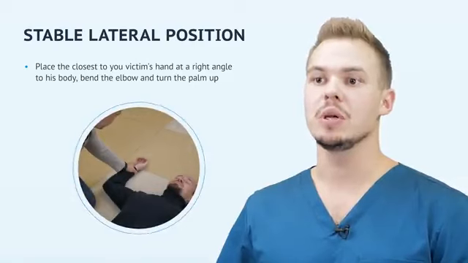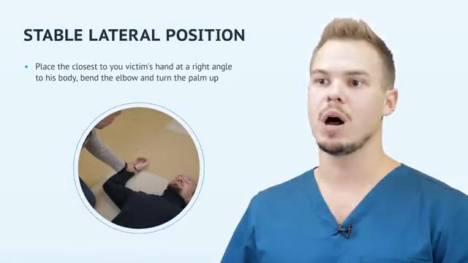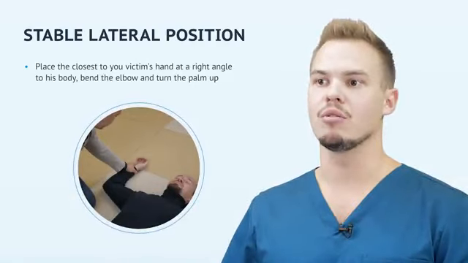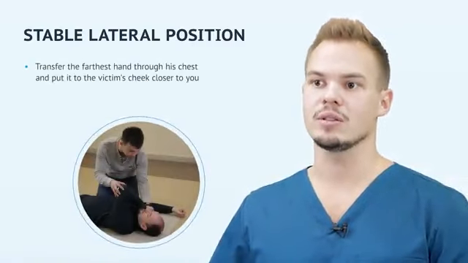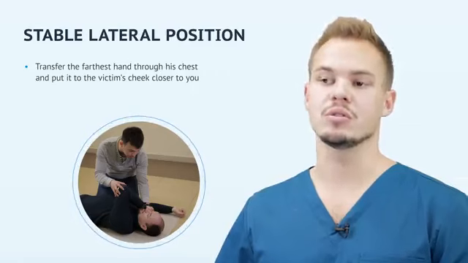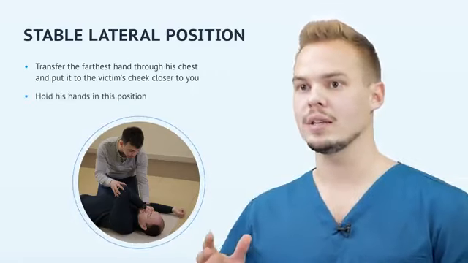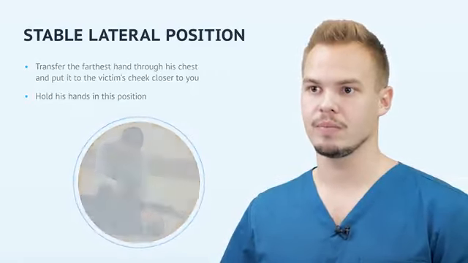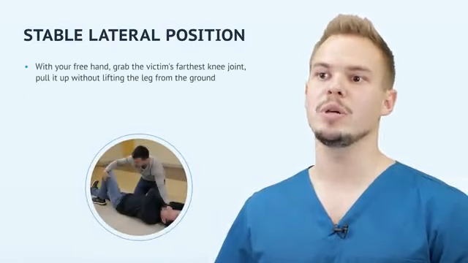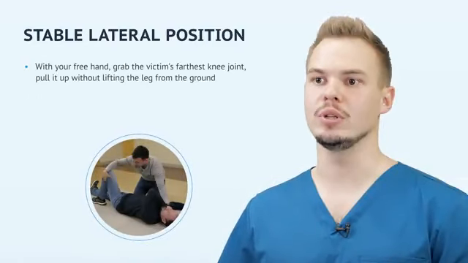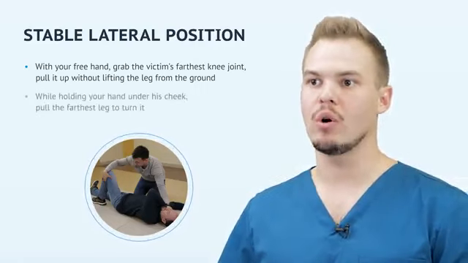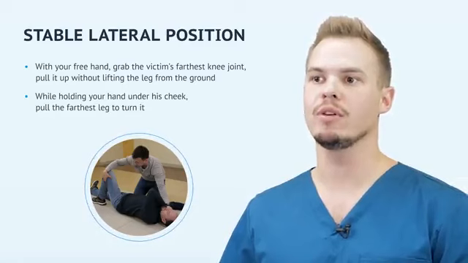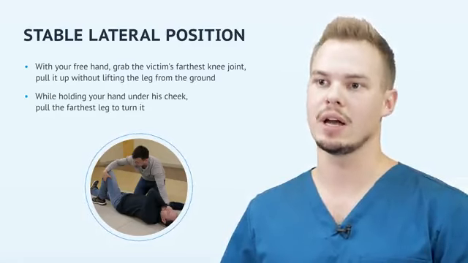Place the arm closest to you at a right angle to his body. Bend the elbow and turn the palm up. Bring the far hand across his chest and put it against the victim's cheek closer to you. Hold his hand in this position. With your free hand, grab the victim's far knee and pull it up without lifting the foot from the ground. While holding your hand under his cheek, pull the far leg to turn him on his side.